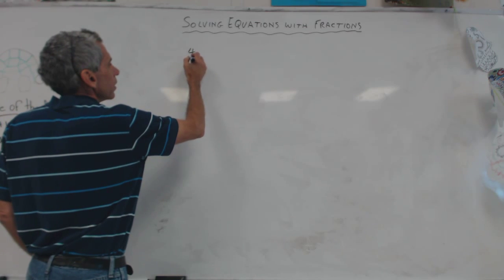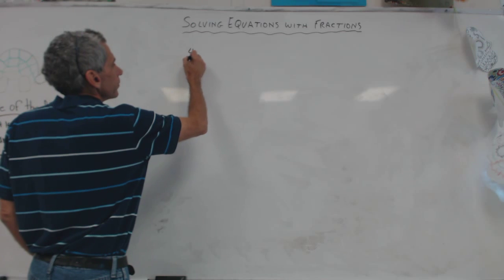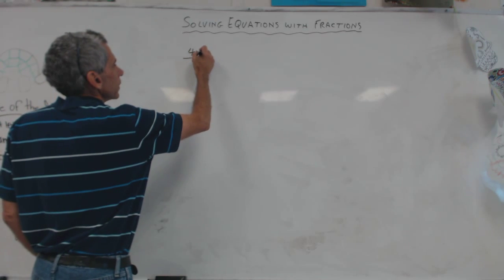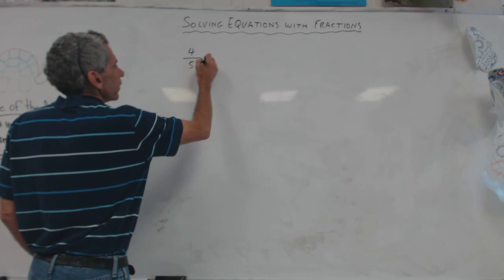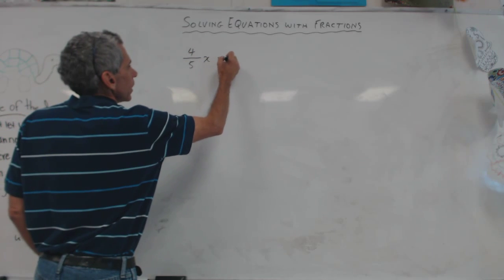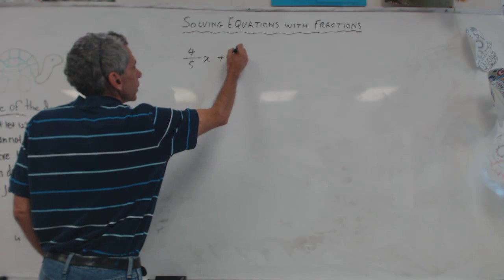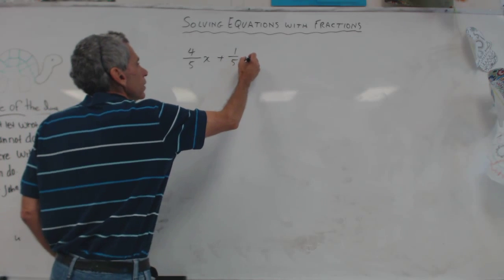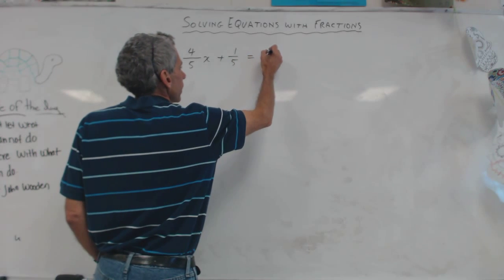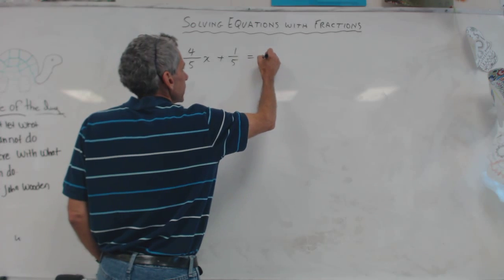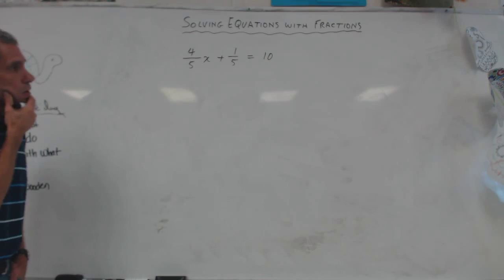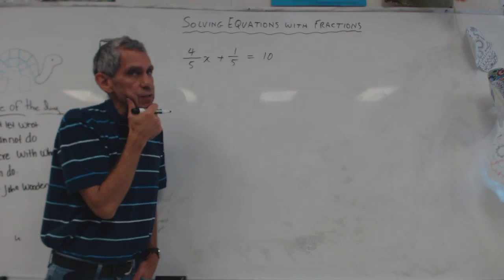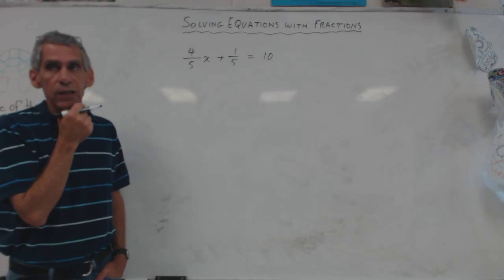4/5 x plus 1/5 equals 10. Okay, so you got 4/5 x plus 1/5 equals 10.